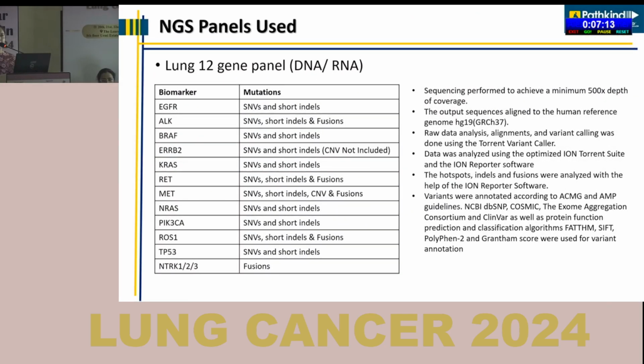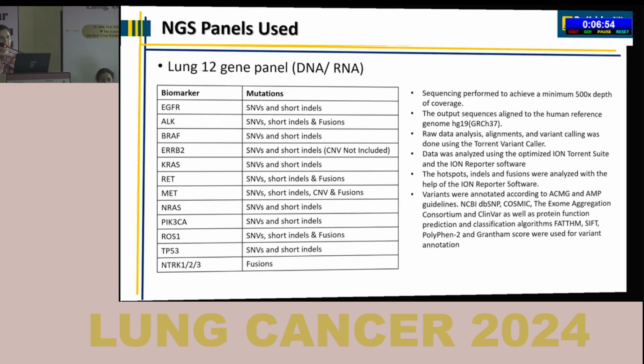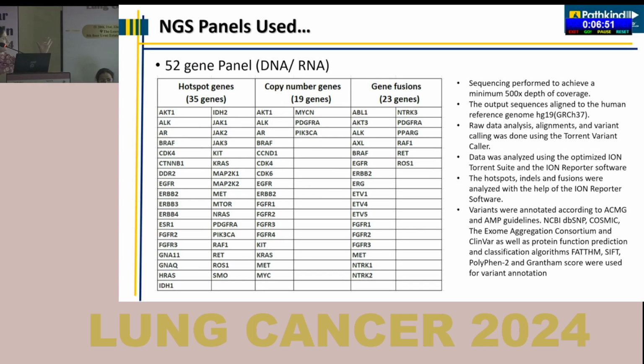The smallest lung panel that we use in our lab is the 12-gene panel, and we use the S5+ platform. So the Ion Torrent platform is what we use, and we perform a combined DNA and RNA testing for this panel. The largest panel is actually the one which gets referred more often. The bulk of the data that we have from our lab is from the 52-gene panel, which covers the relevant hotspots, the copy number variations, as well as the gene fusions.